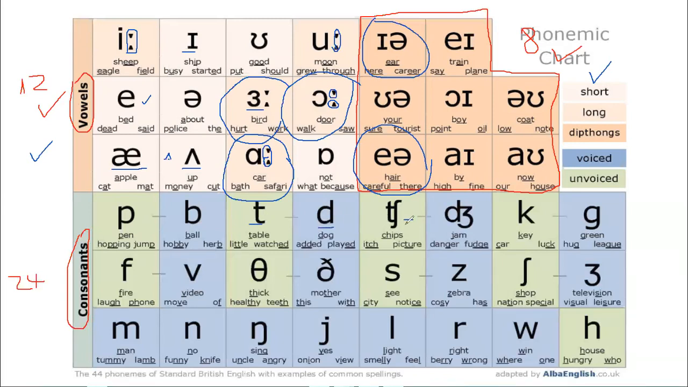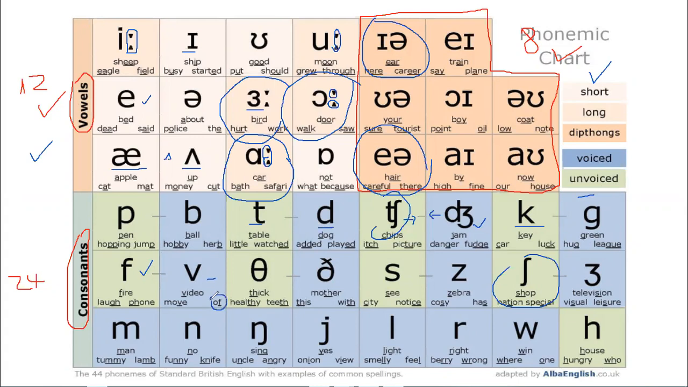chips. The difference between us, Chilean Spanish, and I mean Spanish and also English, is that we have two sounds. We have the sh and the ch sounds, so we have chips, picture, itch, and we have the j sound: jam, danger, fudge, and we have the k sound: key, car, look. Then we have the g sound like green, hug, then we have the f sound like fire, loft, phone.